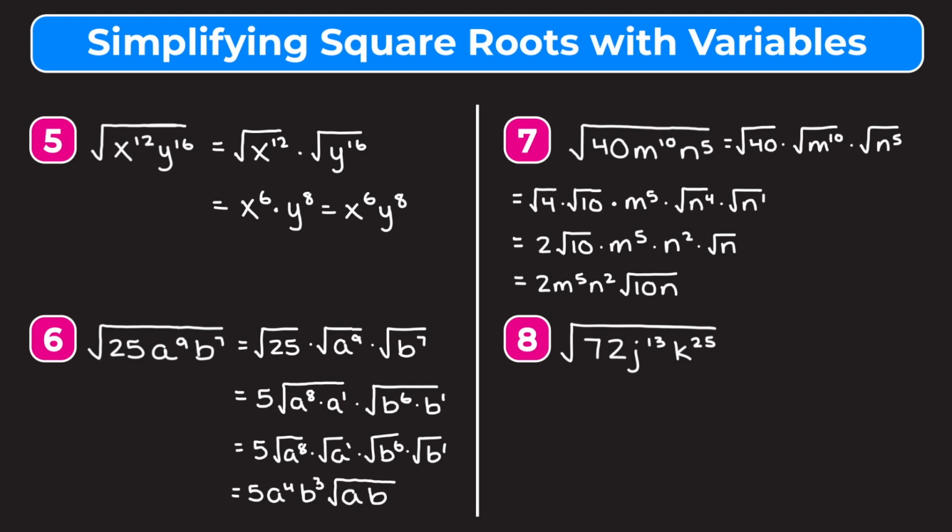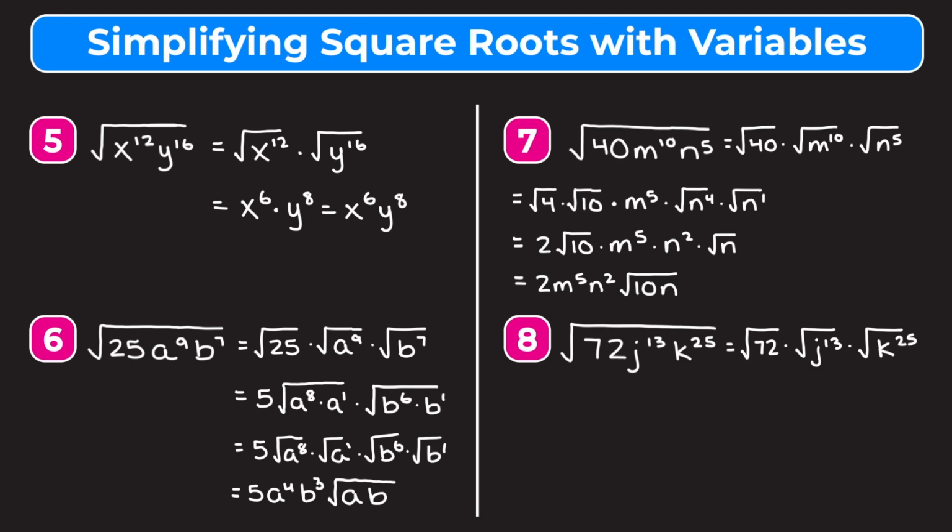Let's take a look at example 8, which is the square root of 72 j to the 13th, k to the 25th. So again, let's start by breaking this up into 3 separate square roots: the square root of 72 times the square root of j to the 13th times the square root of k to the 25th.